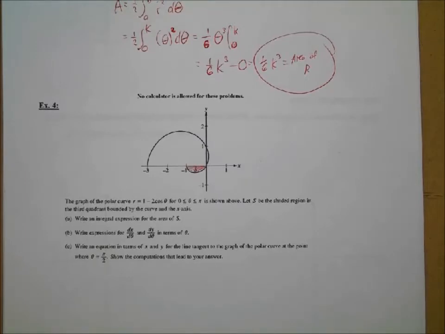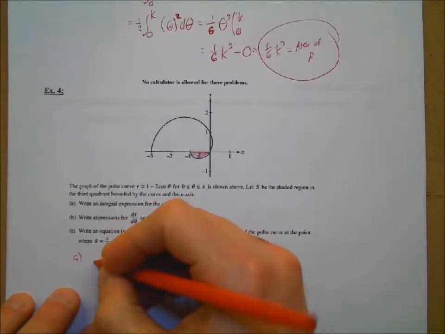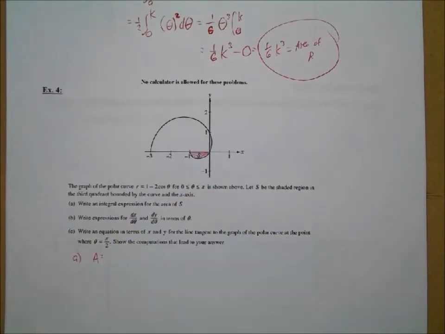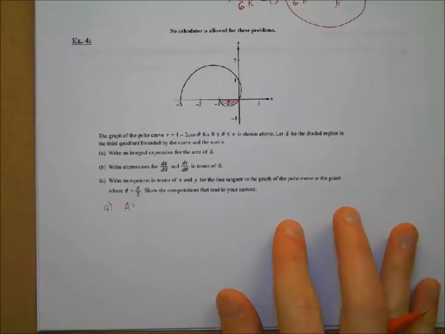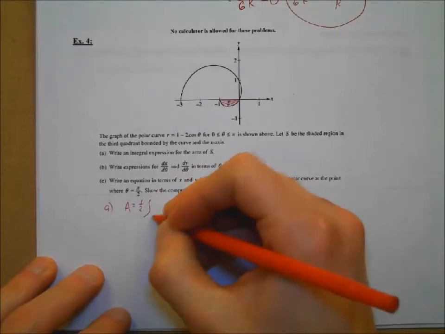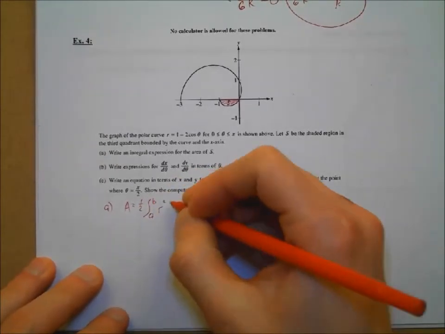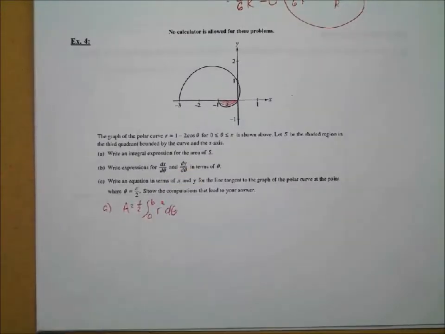So letter A asks us to write an integral expression for the area of S. All right, no problem. We've been doing that this whole time. So area equals, well, actually, why don't you guys go ahead and give this one a try? We just did a couple of these. I'll give you the setup, right? 1/2 integral from A to B of r squared d theta. It doesn't say to solve it. It just says write the integral expression. So all you've got to do is set it up. Go ahead and see what you can come up with.